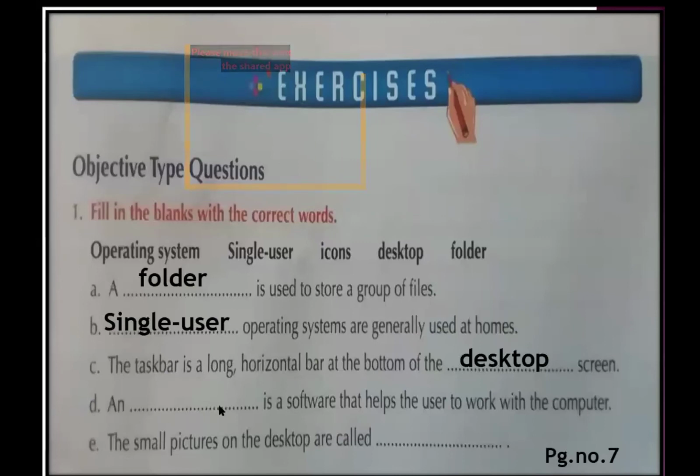Number D: dash is a software that helps a user to work with a computer. Who will give me the answer? Give me your answer quickly. Which software helps the user to work with a computer? Give me your answers on the chat box. Harim, your answer is right. Operating system is a software that helps the user to work with a computer.